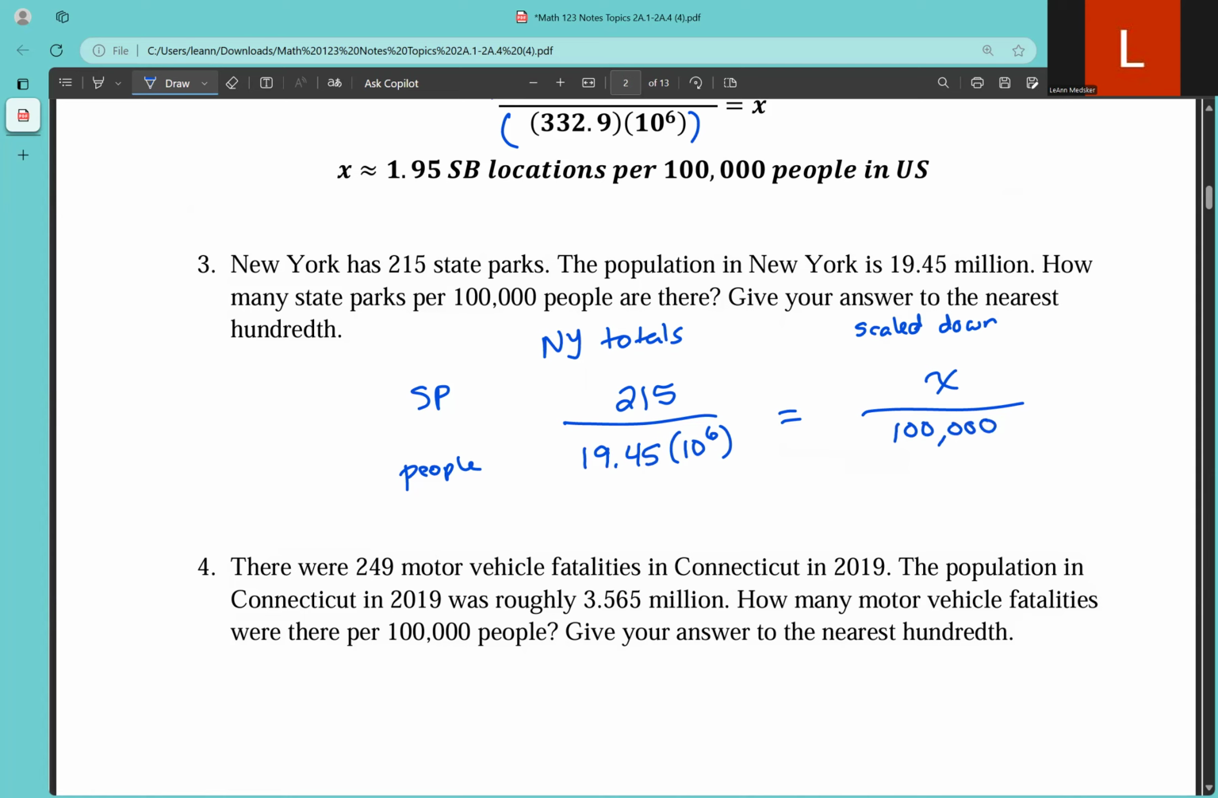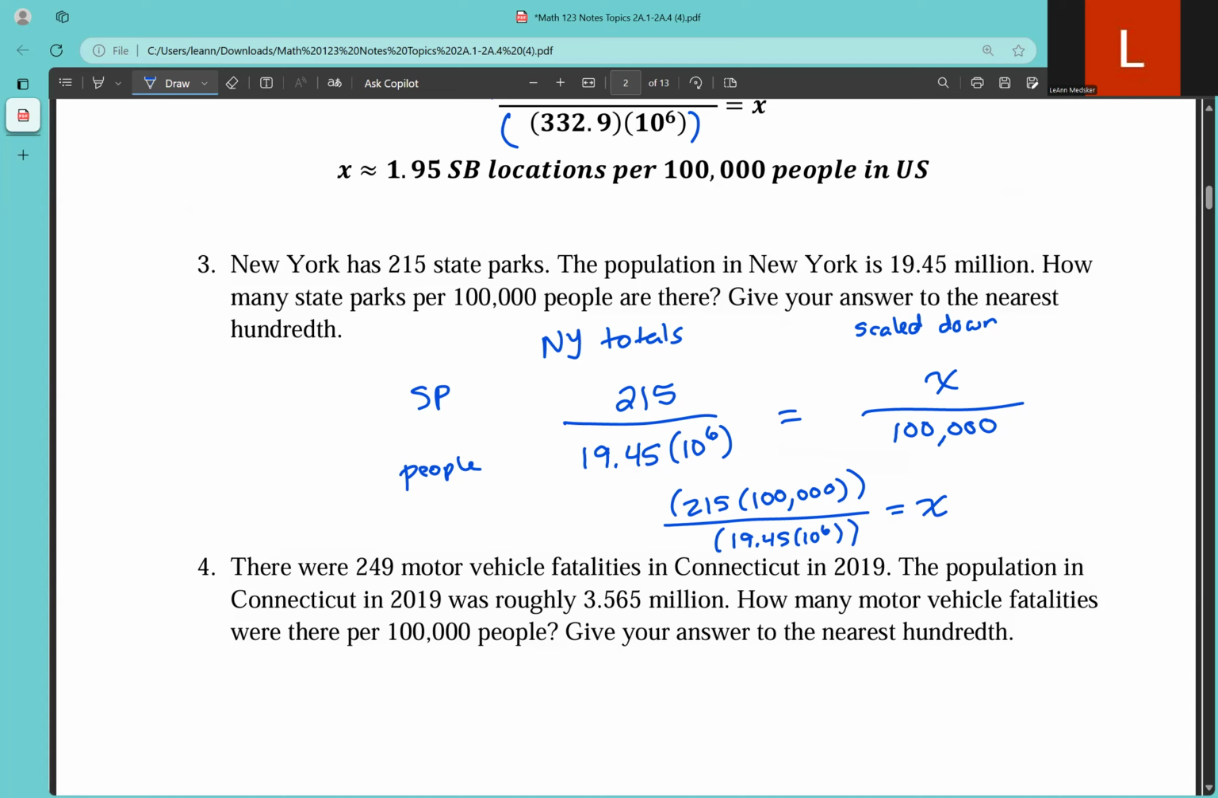Okay, so if I cross multiply on my calculator in a minute, I'll have to type in 215 times 100,000. I'm going to put all that in parentheses, and then we're going to be dividing by the one across from x. So you can already jump to this step after you've done this enough and you feel comfortable. So this will be dividing by the 19.45 times 10 to the 6. And notice I'm putting that whole part in a parentheses as well.